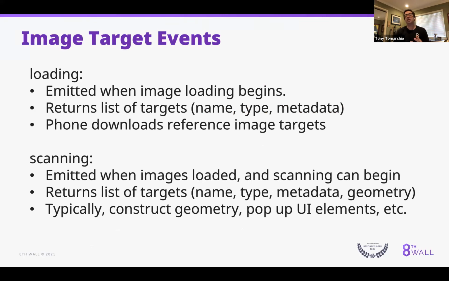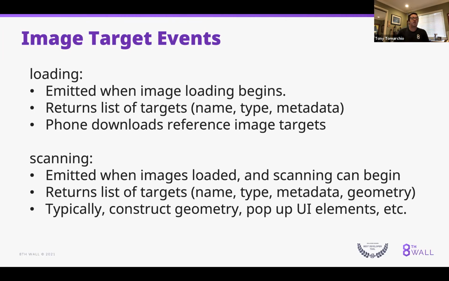So when the engine and the end user's phone are loading the image targets that are going to be activated, this event returns a list of the image targets' name, type, and metadata. When these image targets are loaded, the end user's phone is actually downloading a small grayscale version of the reference image target that you've uploaded. The phone is downloading that because with 8th Wall, all of your data and all the processing is safe and secure, local on device. All the computer vision algorithms, all of the AR, is running local on device in the browser.